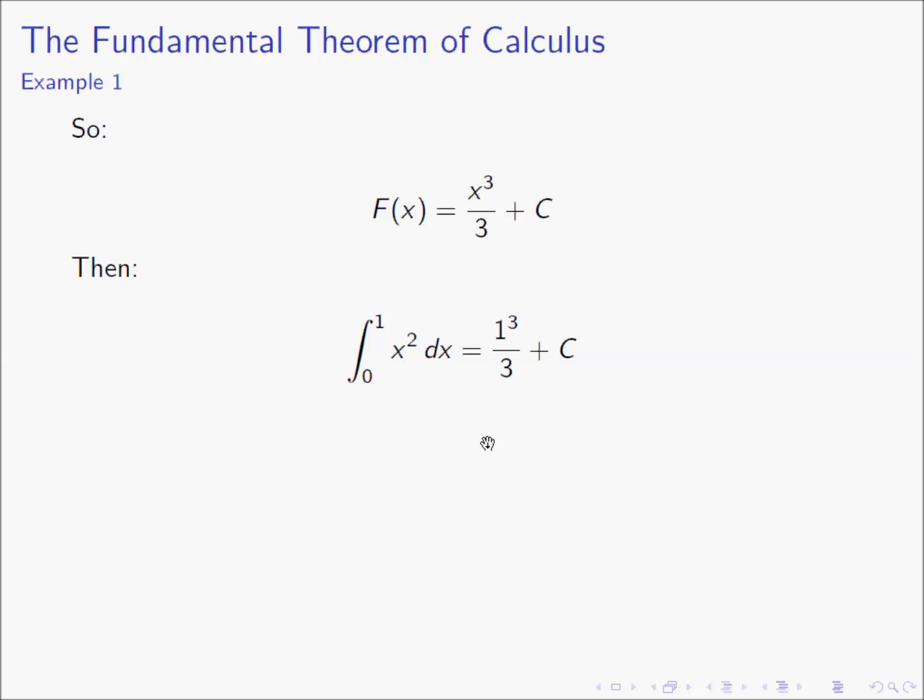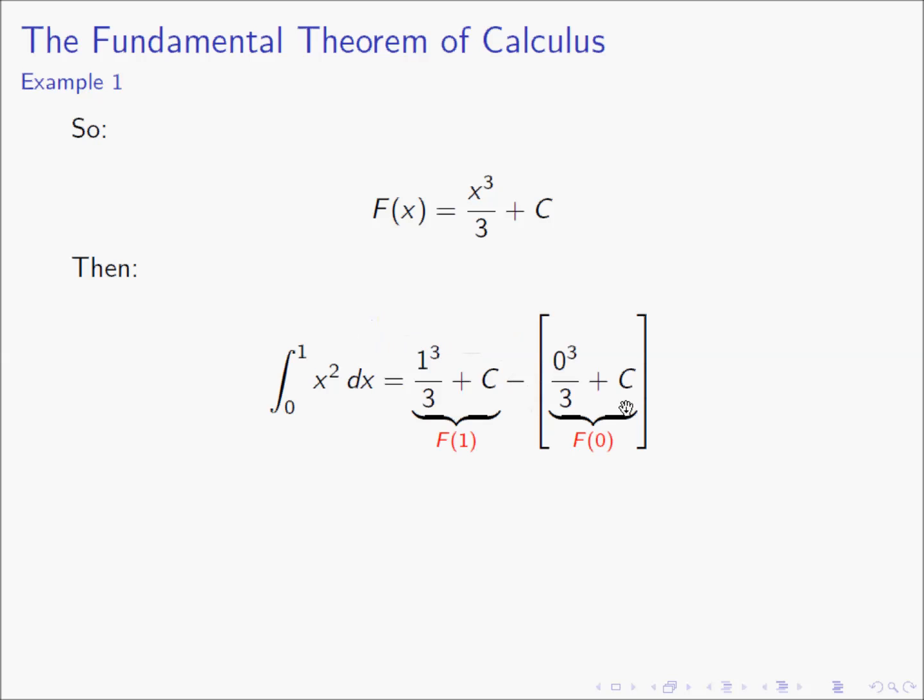So we have that using the Fundamental Theorem of Calculus, this definite integral equals F of 1, that is F evaluated at the upper limit, which is 1 in this case, and we get 1 cubed over 3 plus c, minus F of 0, that is F evaluated at the lower limit, which in this case is 0, and we get 0 cubed over 3 plus c. The two c's cancel out, and this is 0, so we have that this equals 1/3, and that's the answer for this integral.